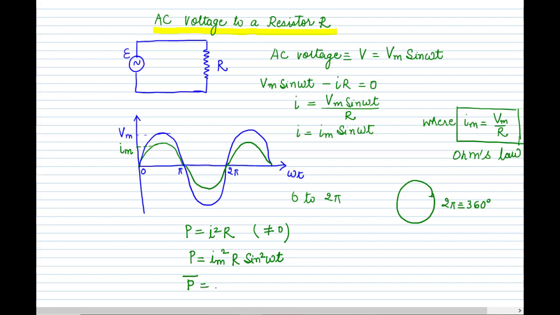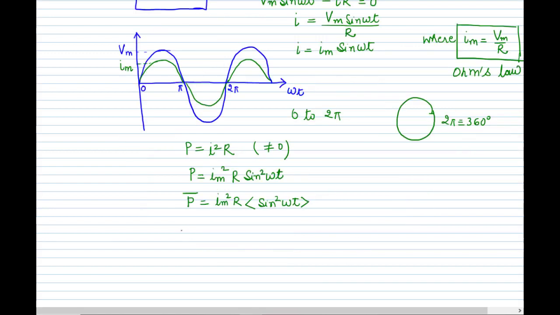So take the average of this. Im square is constant. R is also a constant. The only varying quantity is sine square omega t, because sine means it is changing as a sine wave. So you have to take the average of sine square omega t. So this we can write down as, this is very simple, but just pay attention to each step. So this is constant, Im square R is constant.